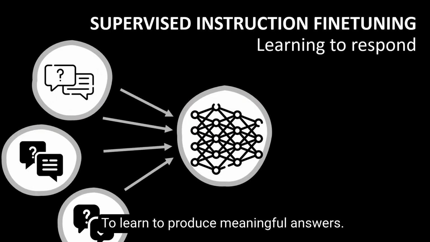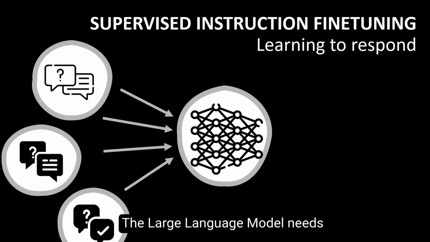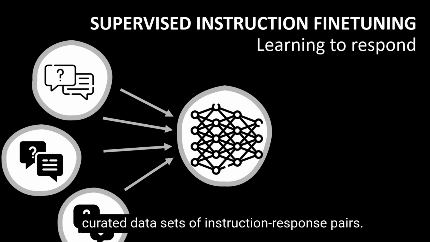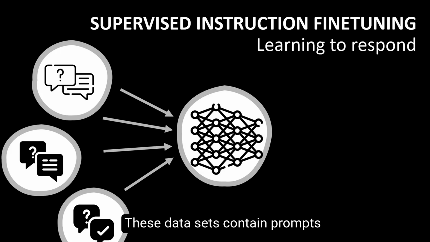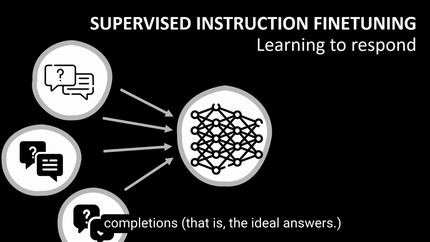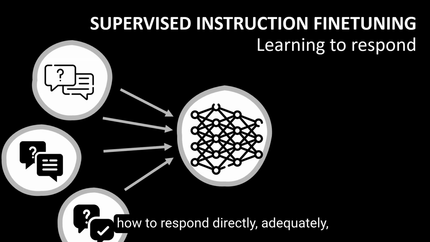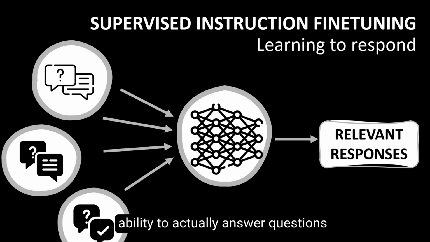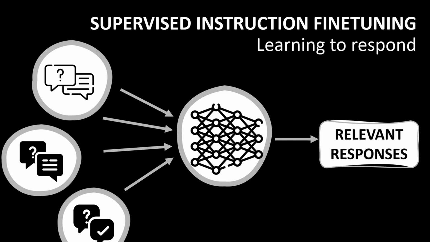To learn to produce meaningful answers, the large language model needs supervised instruction tuning. In this stage, the model is further trained using curated datasets of instruction-response pairs. These datasets contain prompts, that is, the questions or instructions given to the model, and the expected completions, that is, the ideal answers. Instruction tuning teaches the model how to respond directly, adequately, and in line with the user's intent. This is where the model gains the ability to actually answer questions rather than just continue a sentence.